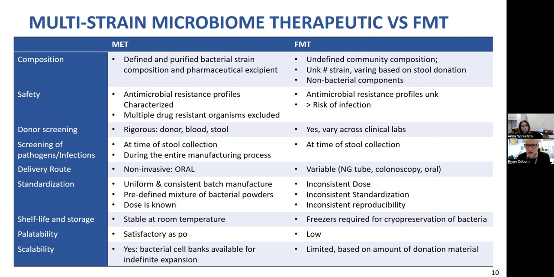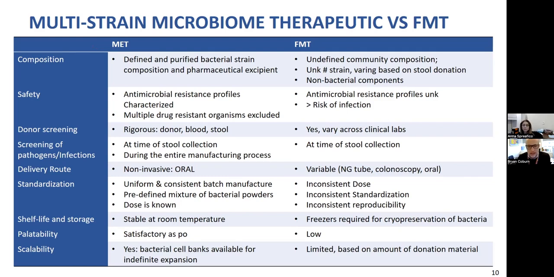The screening of the donor can be done at the level of the stool and donor, but also at the level of the organism. At the time of stool collection, screening for pathogens can be done, but also during the manufacturing process. It's not just the donor sample, which is the case for FMT, that has to be screened, but actually the product that's being administered can be assessed for quality and safety.